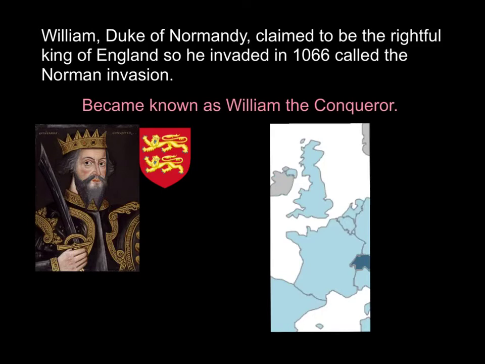So if we're looking at this map here, this is France, okay? This is the Normandy region right here. Here's England. And so the Norman invasions involved William moving over to England and taking it, claiming it for his own.